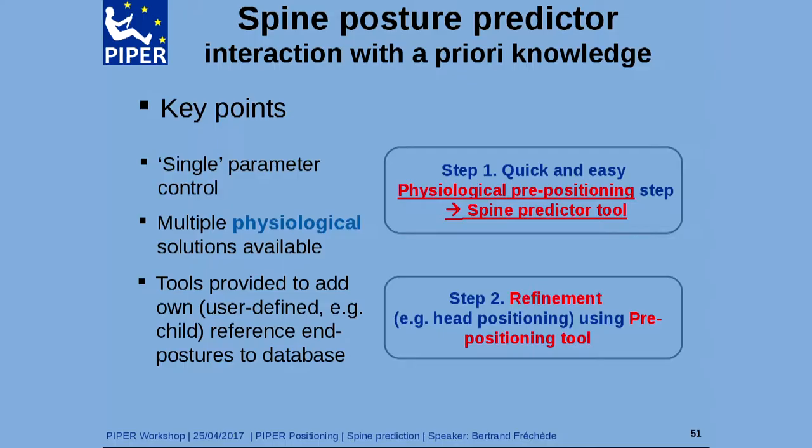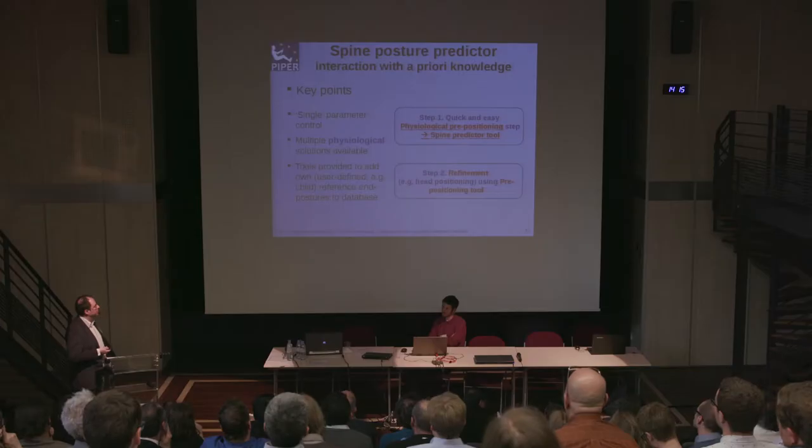How I see it, it's a quick and easy prepositioning tool. And you could use any other tool, such as the prepositioning tool for head positioning. So you're doing flexion, and then you want to have your vision horizontal. Then you use the prepositioning tool to modify the head orientation.